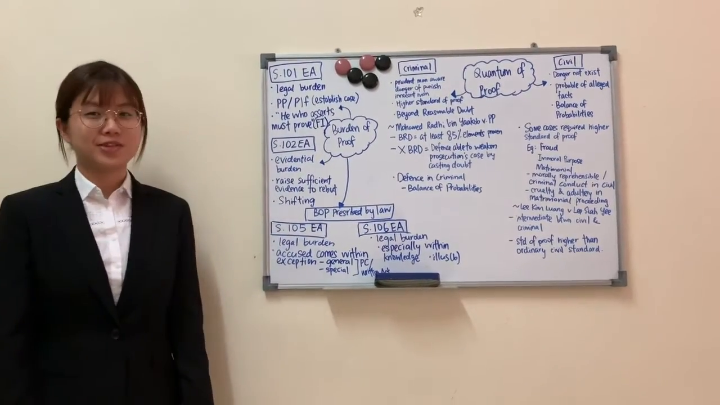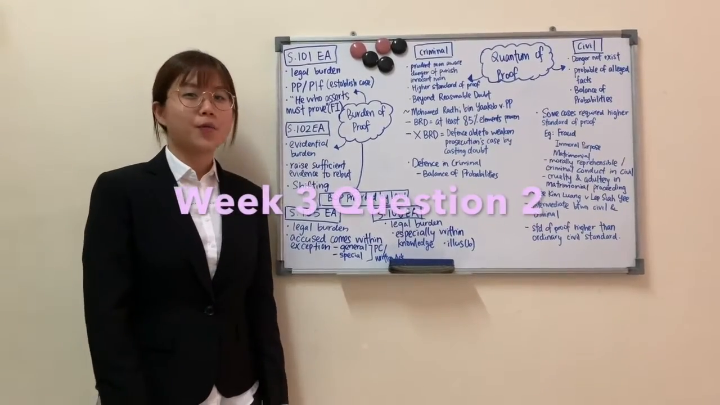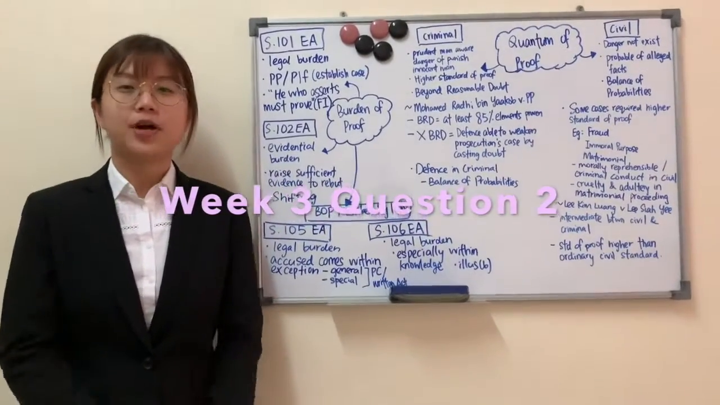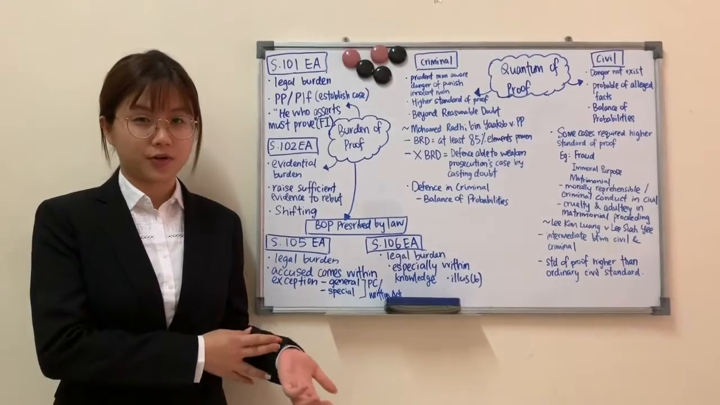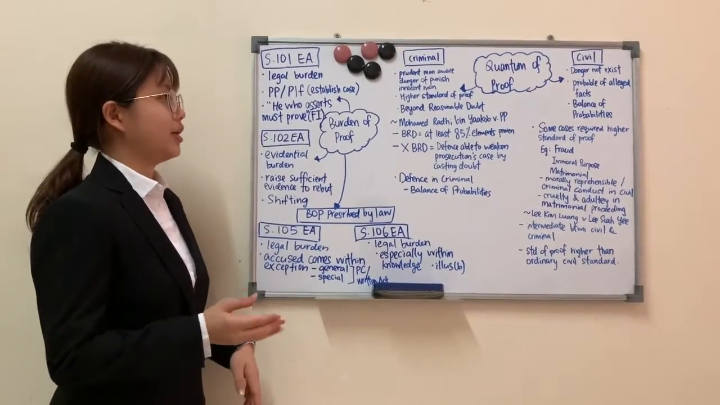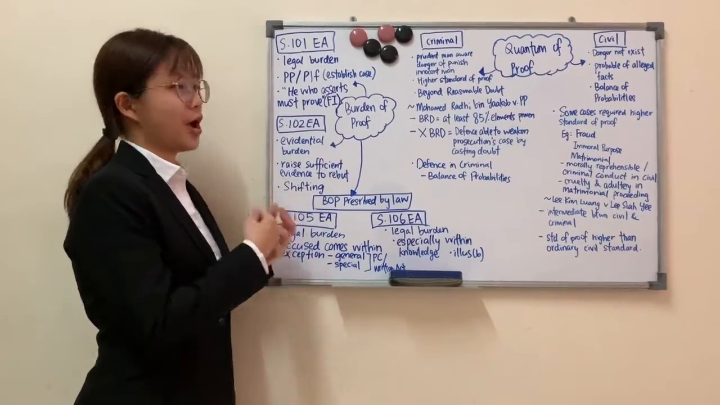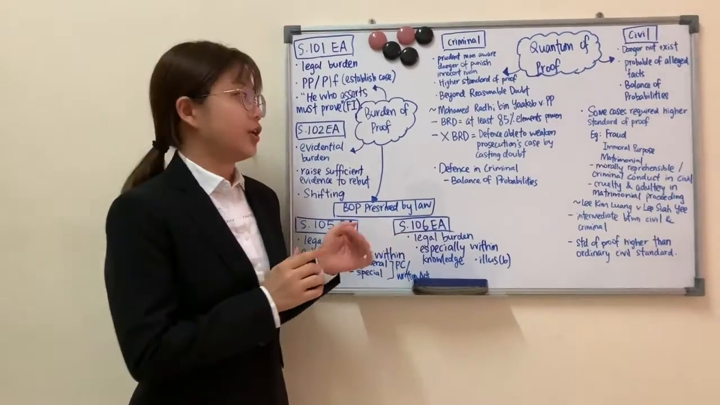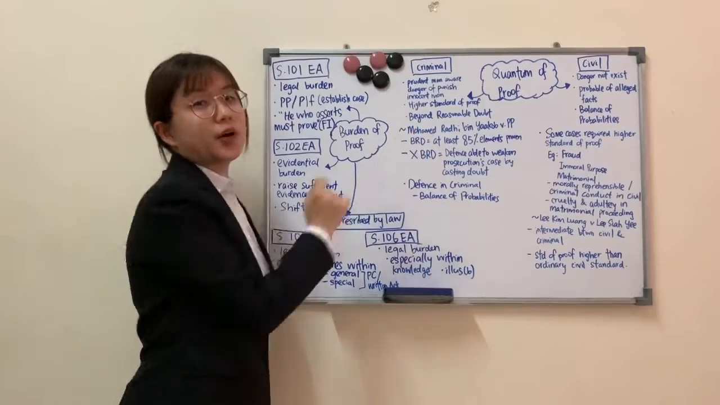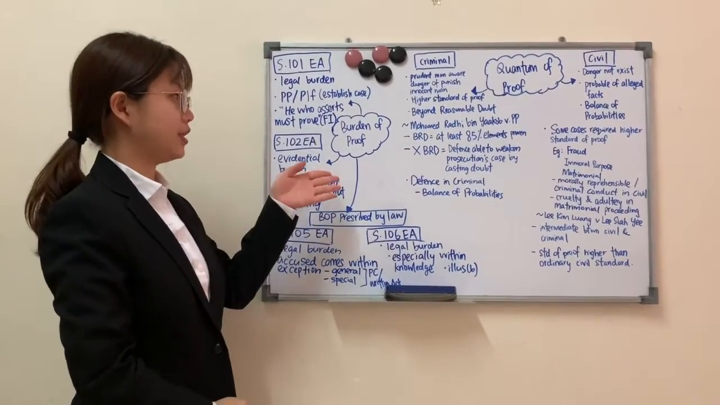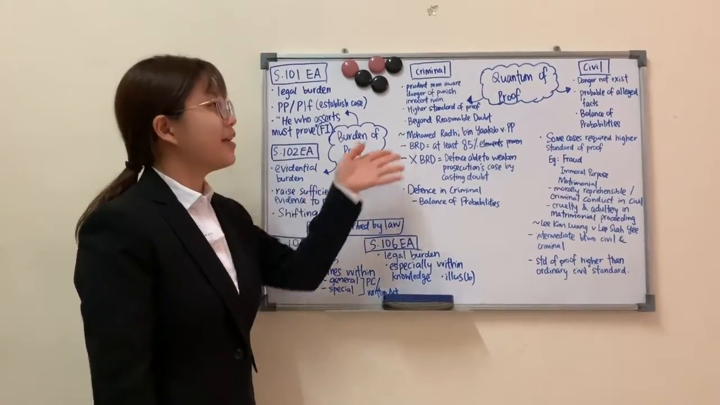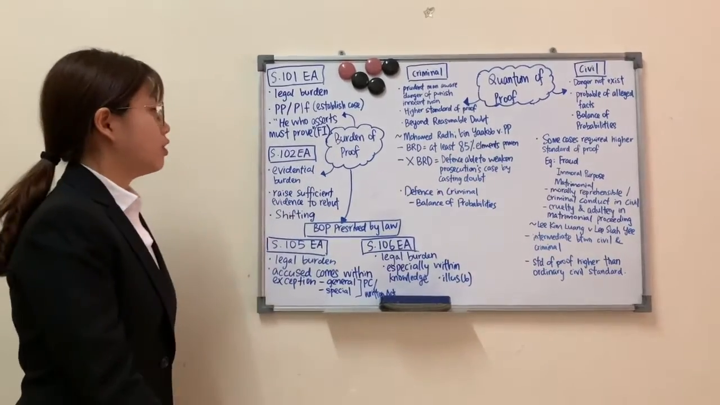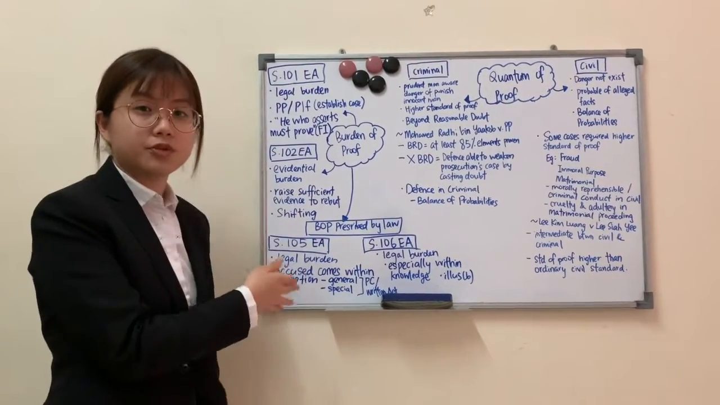Today I'm going to present the questions of week 3 question 2. I wish everyone to reflect on the question first before looking at what I want to present now. Basically, this question is talking about the burden of proof and quantum of proof, which is also known as beban dan tahap pembuktian. I'm going to explain the burden of proof first.